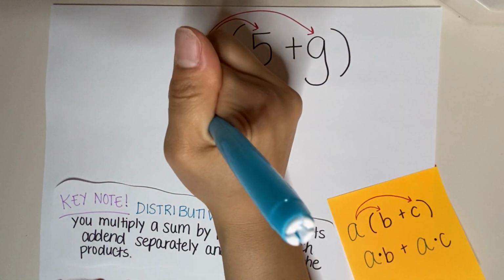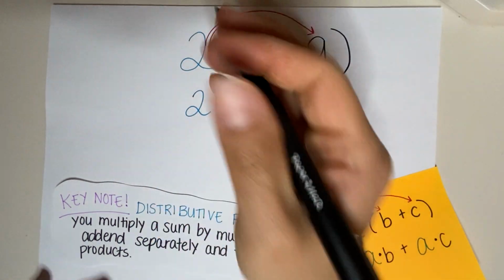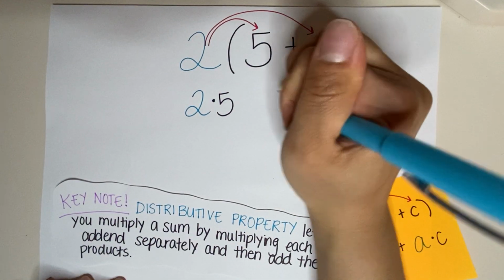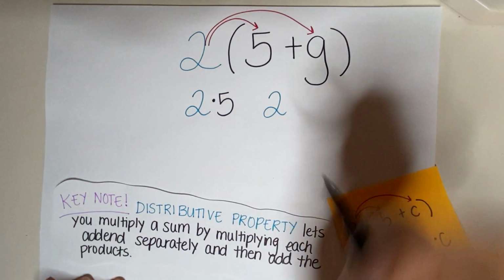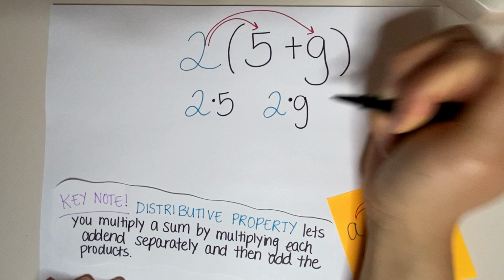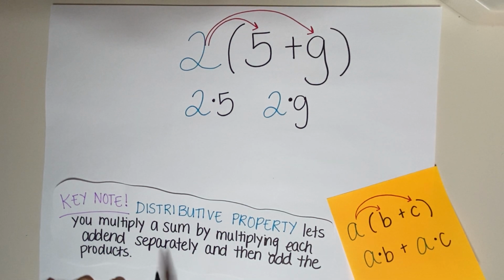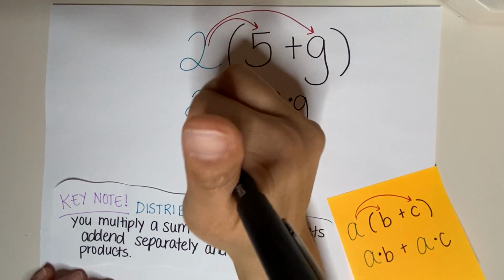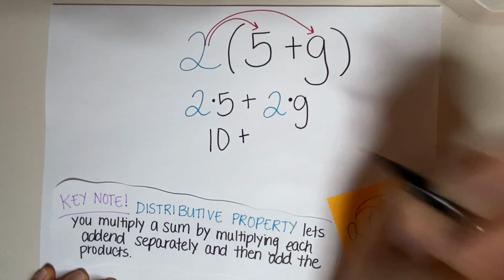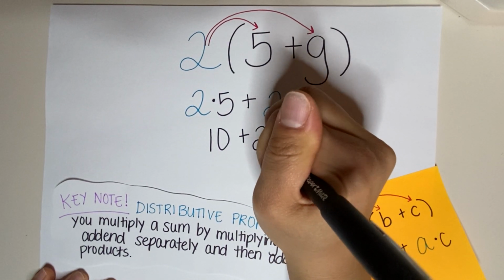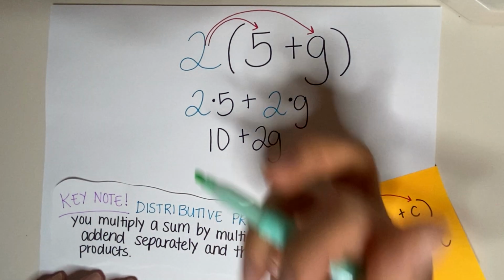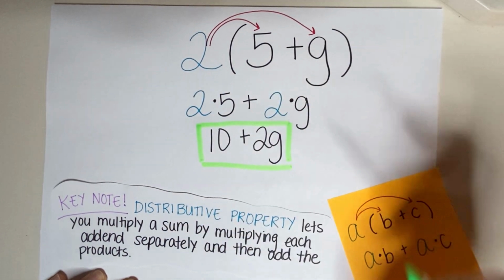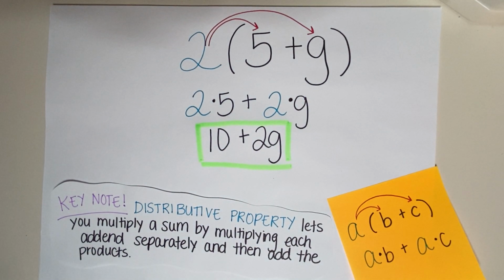So let's go ahead and show that. 2 times 5. Then we have 2 times g. Okay, after I multiplied each addend separately, I then add the products. 2 times 5, 10, plus 2 times g is just 2g. And we just simplified the expression up top using the distributive property.